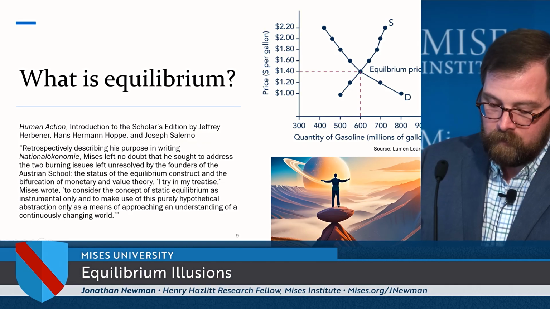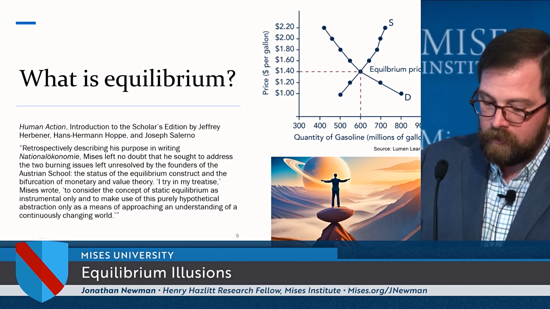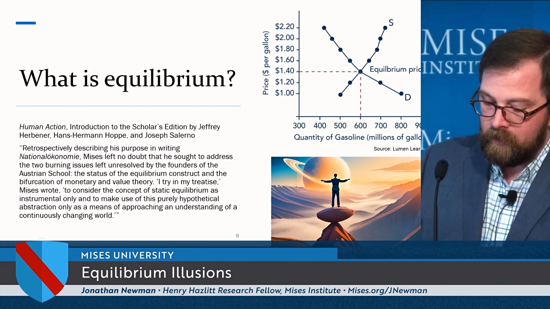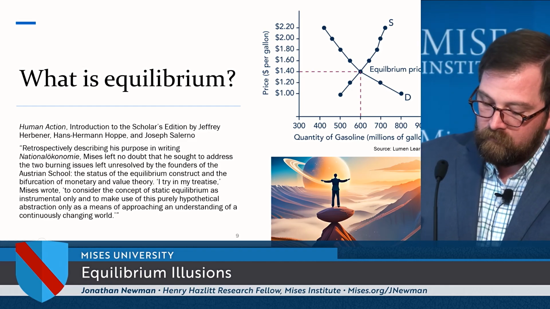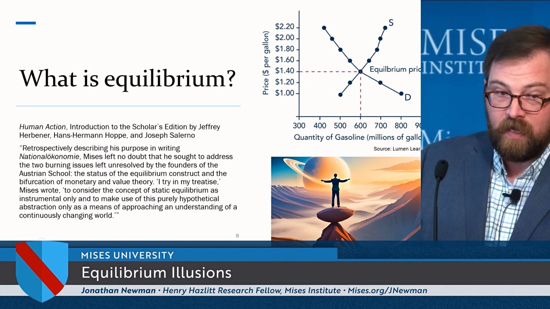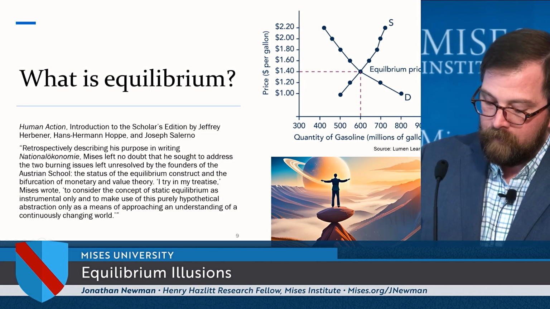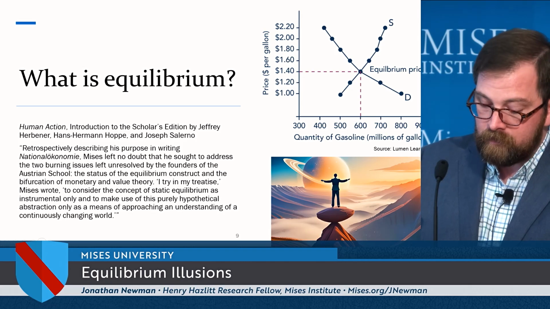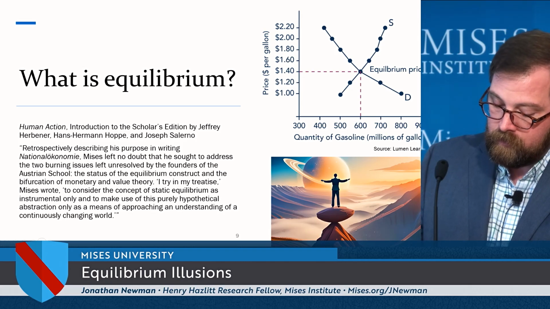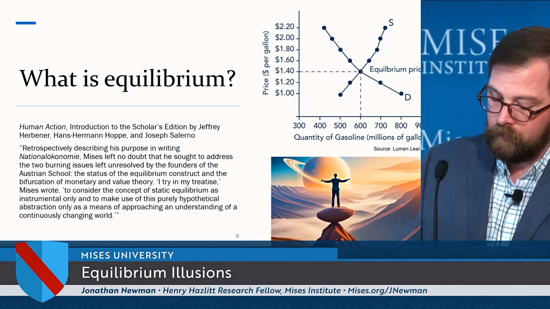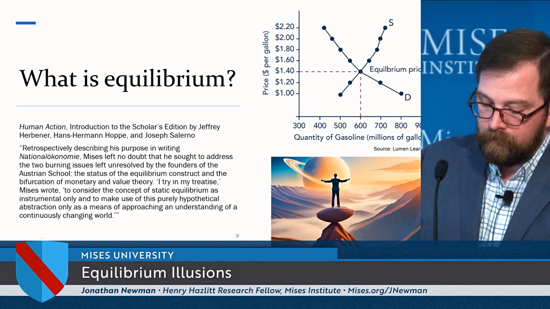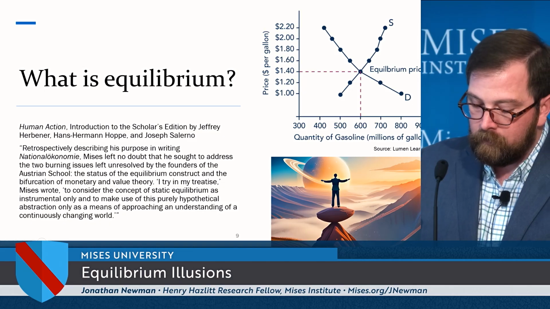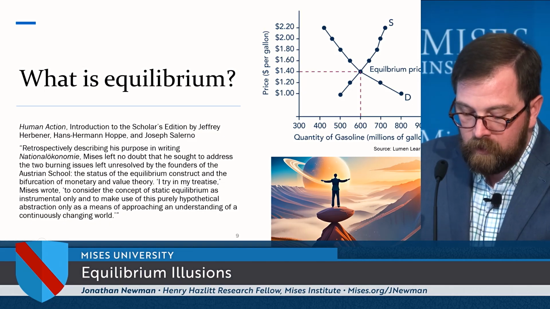They say, retrospectively describing his purpose in writing Nationalökonomie, Mises left no doubt that he sought to address the two burning issues left unresolved by the founders of the Austrian School, the status of the equilibrium construct and the bifurcation of monetary and value theory. And they quote Mises, "I try in my treatise to consider the concept of static equilibrium as instrumental only, and to make use of this purely hypothetical abstraction only as a means of approaching an understanding of a continuously changing world."